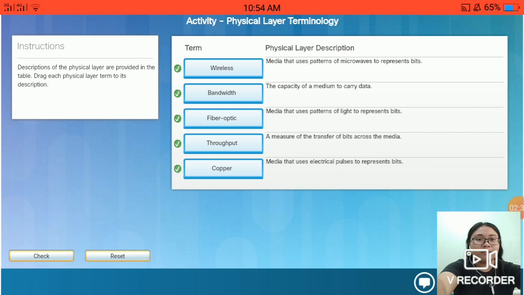The third is fiber optic. Fiber optic cables are the medium of choice in telecommunications infrastructure, enabling the transmission of high-speed voice, video, and data traffic in enterprise and service provider networks.